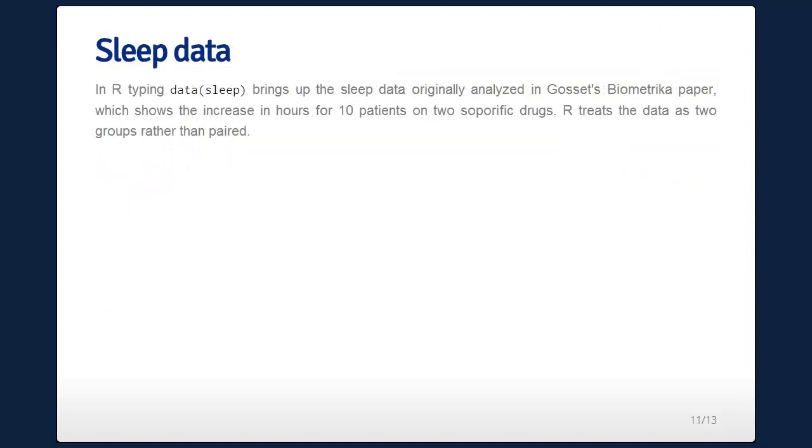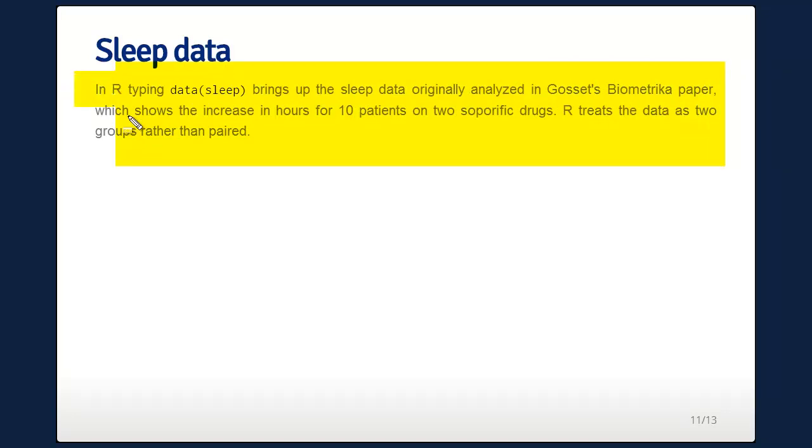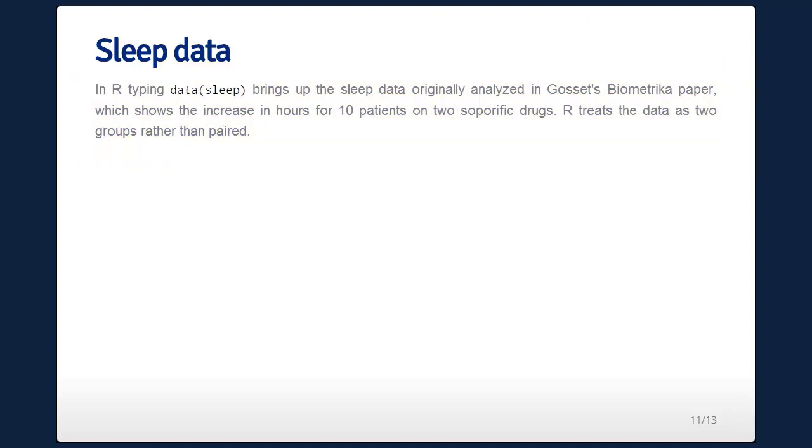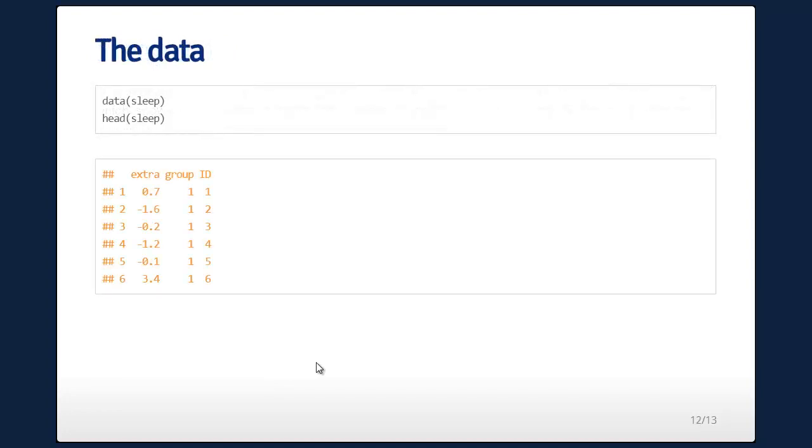So here's Gossett's original sleep data, and it was analyzed in the journal Biometrika, which was founded by Francis Galton, and it's a very old journal. At any rate, it shows the increase in hours slept for patients on 2 sleeping drugs. R treats the data as 2 groups, but I went back and read Galton's paper, and he treats them as paired. So here's the data. You can look at it.